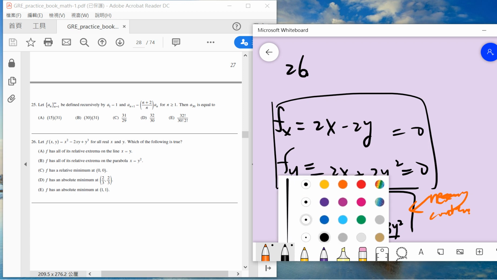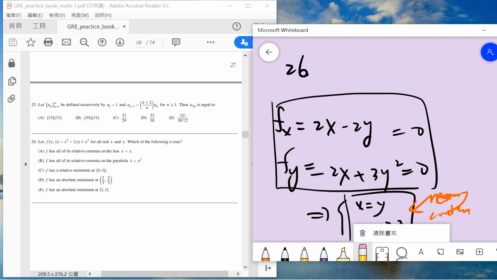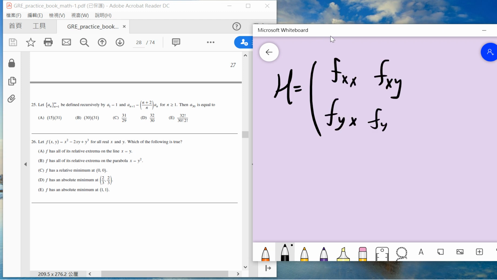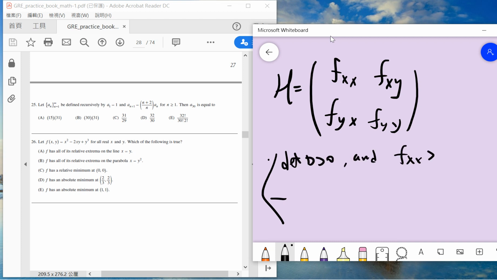But there are some possibilities here. So once we calculate the extreme points, we need to calculate the Hessian matrix. So basically there are three kinds of possibilities. If determinant D is larger than 0 and fxx larger than 0, this tells you this is a minimum.